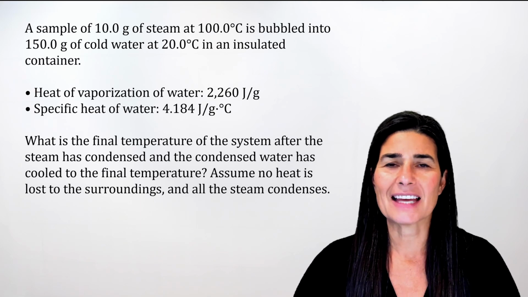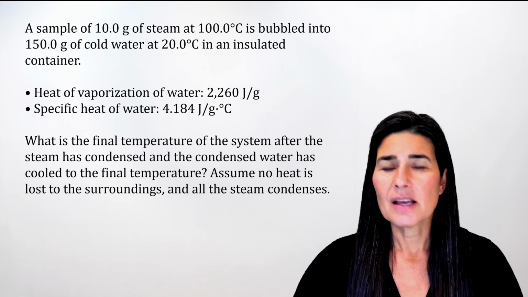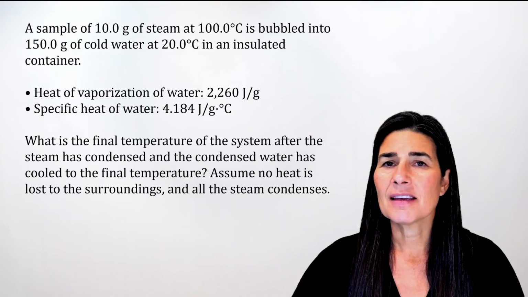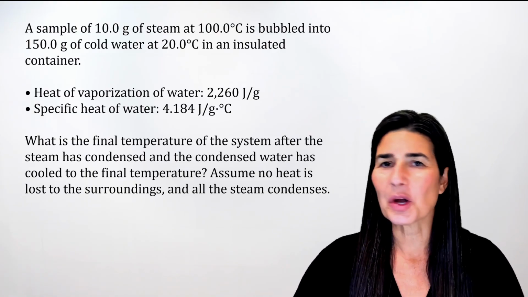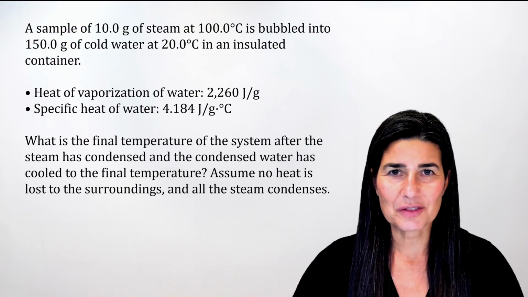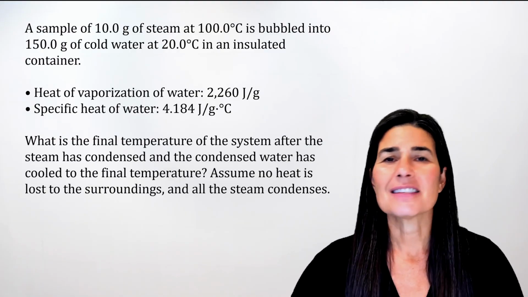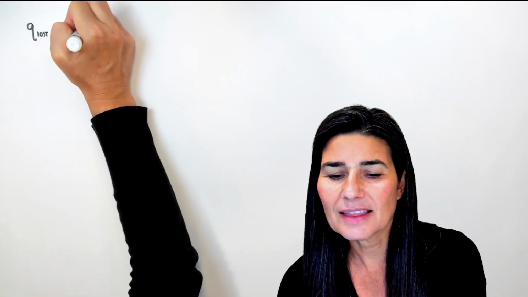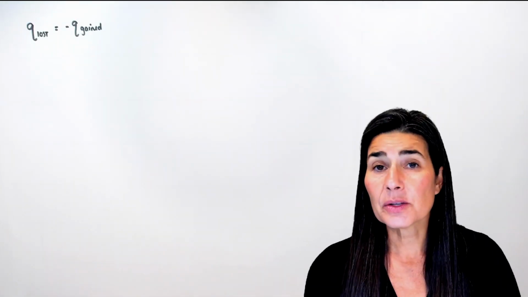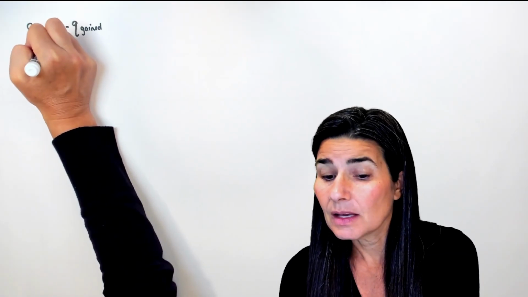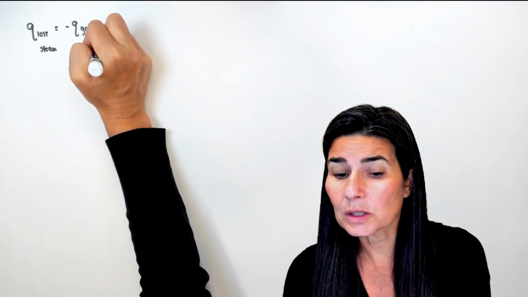All right, let's start by analyzing the problem. What do we have here? We have something hot, steam, hitting something cold, the cold water. So we have hot that meets cold with no reaction. This is just a heat transfer. Whenever we have a heat transfer, start with heat lost is negative heat gained. So let's go ahead and write that down first. Q lost equals negative Q gained. Now, what is losing heat? What's losing heat is our steam. What's gaining heat is our cold water.